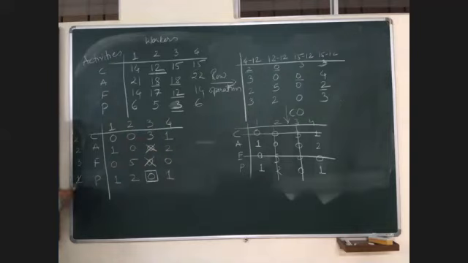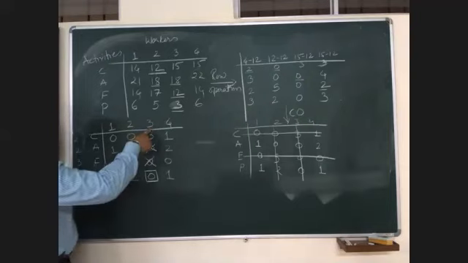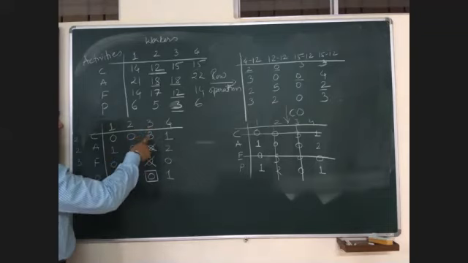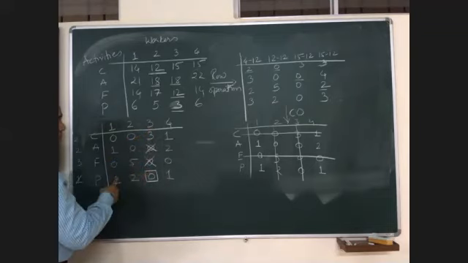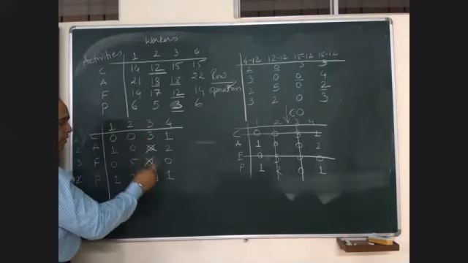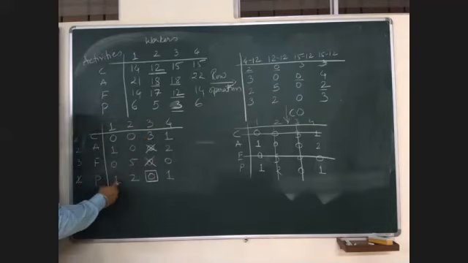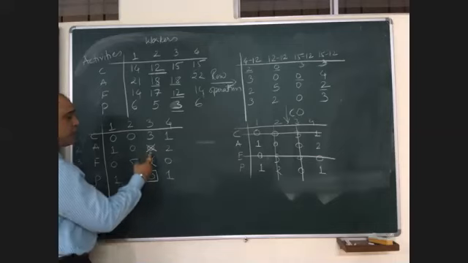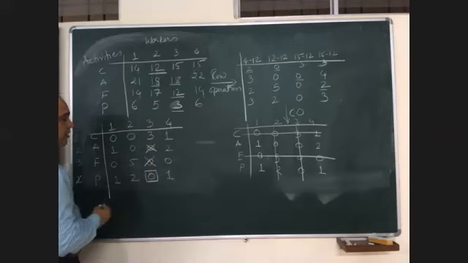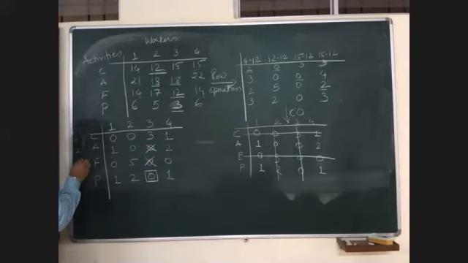I repeat, I'll consider minimum zeros. In P row, there is only 1 zero. I have assigned that P to worker 3 and I have cut all the zeros in the same column or in the same row. In the row, there are no more zeros, but in the column, there are 2 more zeros. So I have cut those zeros. Clear? So this is 2 and this is 1. Now, next minimum is 2, 1, 2, 1.